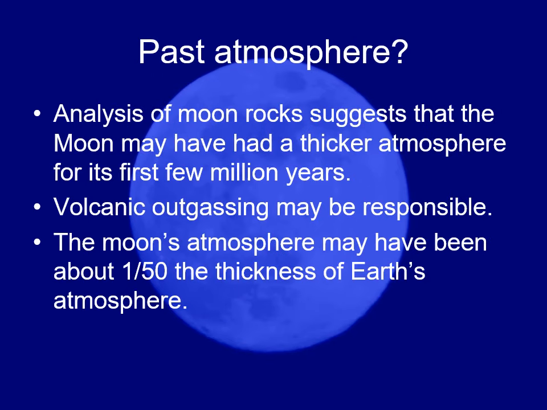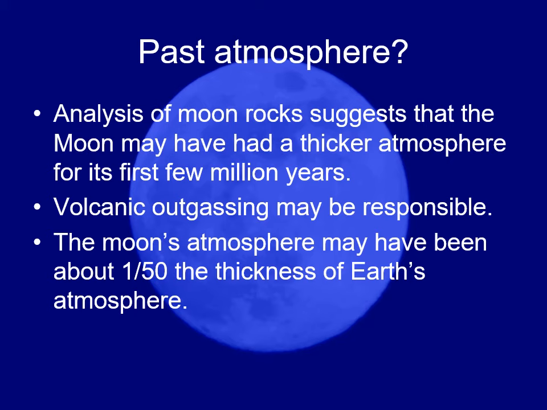Analysis of the moon rocks brought back by the astronauts does indicate that the atmosphere may have been thicker in the past. How would that happen? Well, remember all that volcanic activity in the early moon's history? That would have been releasing an enormous amount of gas, and that gas would have taken a while to leave. So during that period of time before it all left, the moon would have had a thin atmosphere.